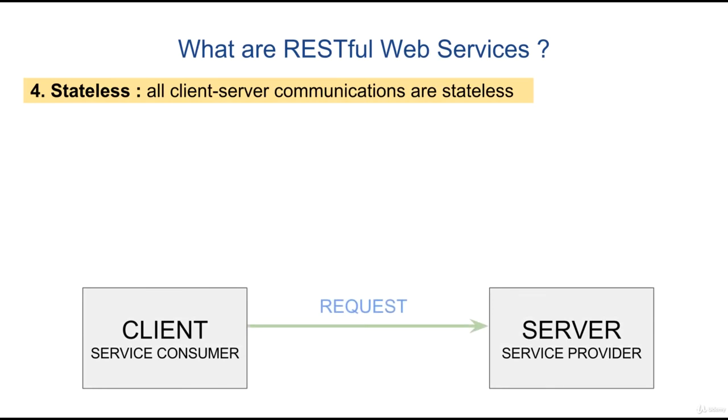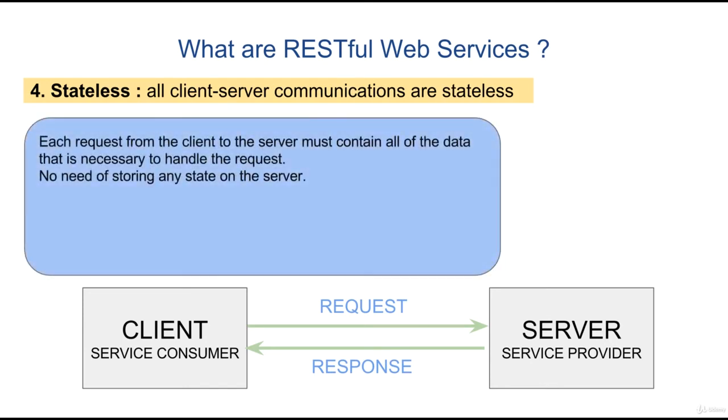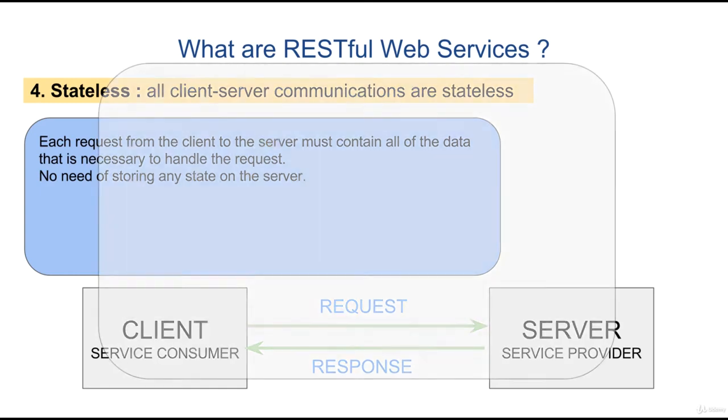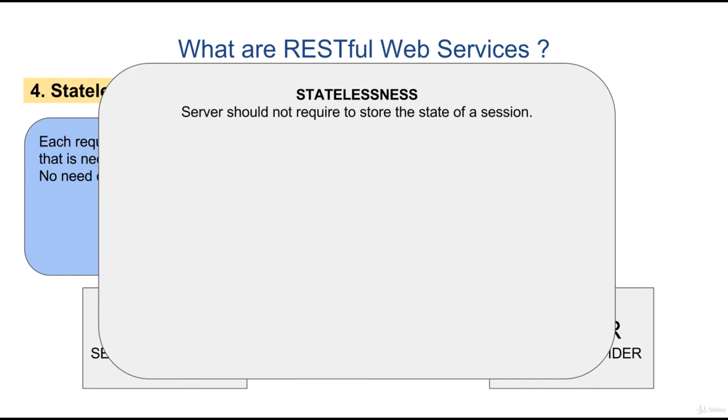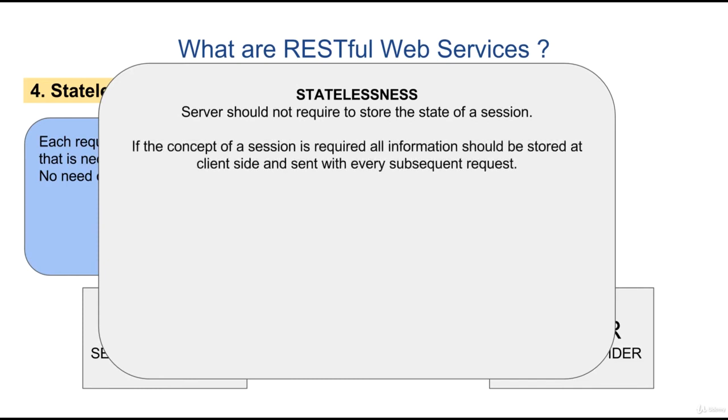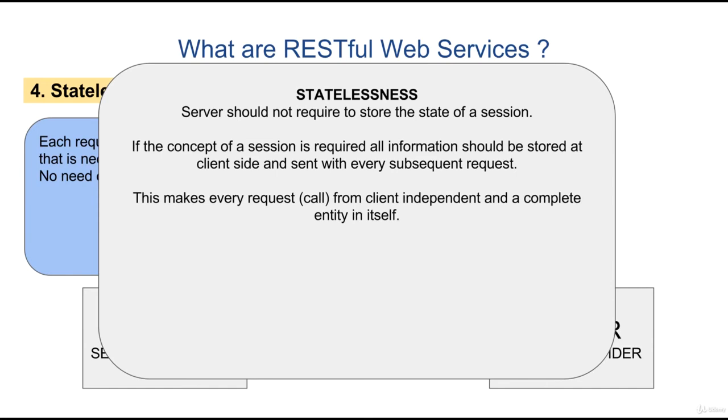In a RESTful architecture, we say that all the request and response, or all the communication between client and server, are stateless. This means that the server does not maintain any state of the system, and the client has to send a request which is complete in itself. So the client sends a request which is independent and does not depend on any of the previous request. Let us understand this. Statelessness says that the server should not be required to store the state of the session, and it means that the client has to send a request which is complete and independent and a complete entity in itself. Let us take an example.